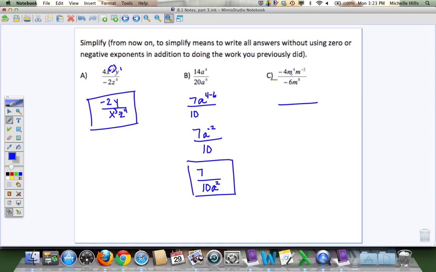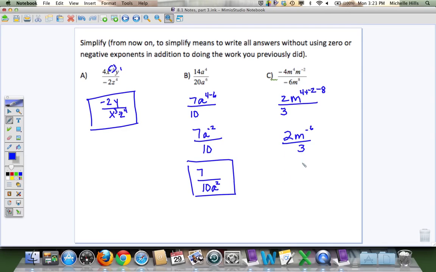Now, negative 4 over negative 6 reduces to a positive 2/3. I have m in 3 different places. I need to get down to a single m. If these are all m's, any exponents in the numerator get added. So 4 plus negative 2. Any exponents in the denominator get subtracted using the rules that we already learned in the last couple of days. So I end up with 2m to the negative 6 over 3.